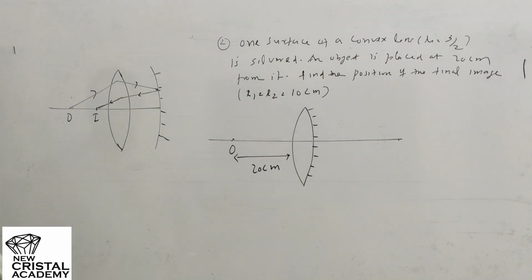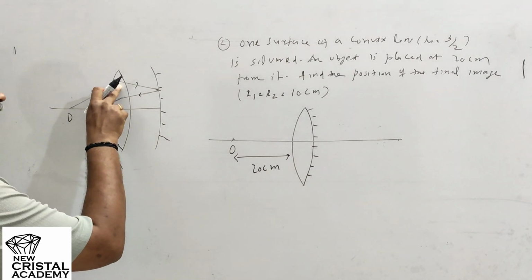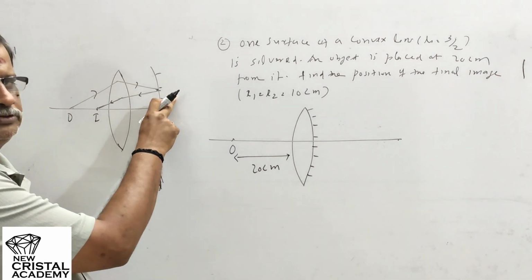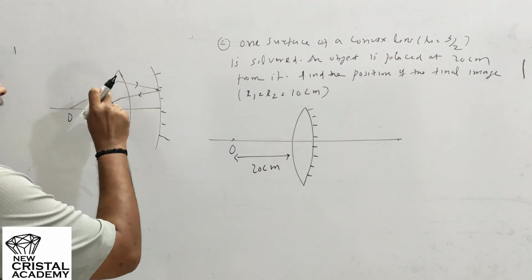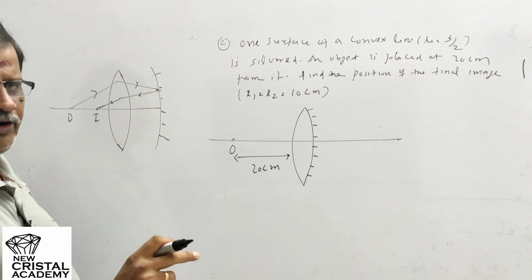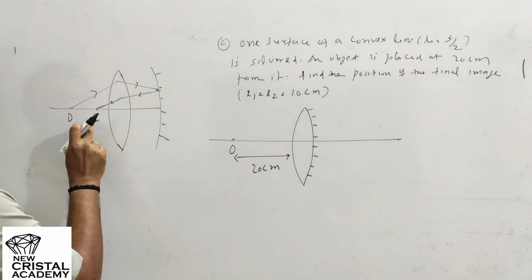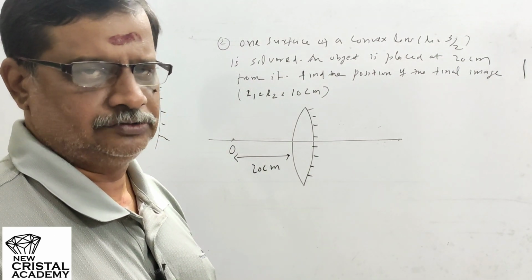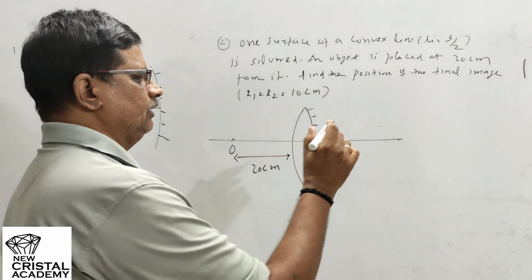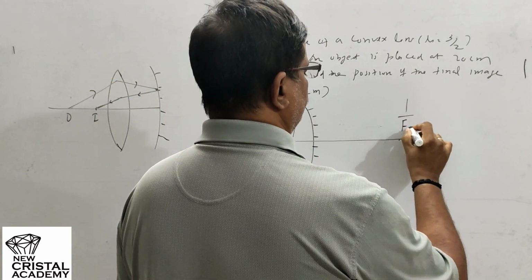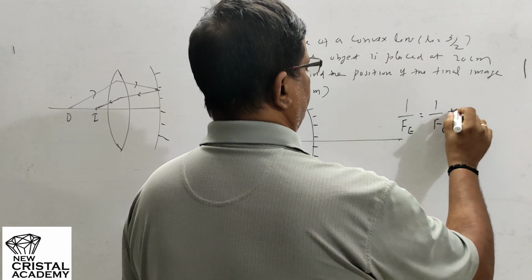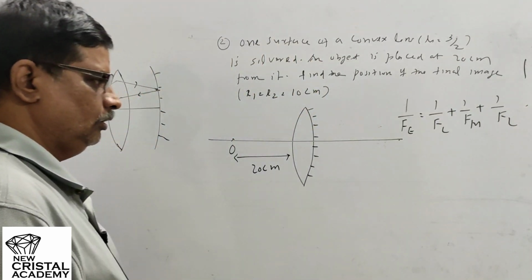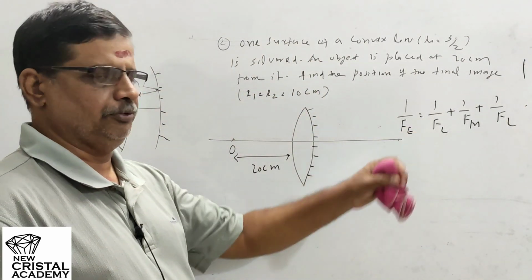The ray first passes through the lens, where it suffers refraction. Then at the mirror it suffers reflection. Again, while traveling back, it passes through the lens, so once again there is refraction. And finally you get the image on the principal axis. So you can consider this as a combination of two lenses and a mirror. Therefore the effective focal length is given by 1 by F equal to 1 by FL plus 1 by FM plus 1 by FL. Now we have to put proper signs in this equation.